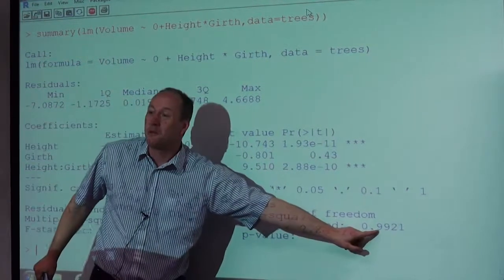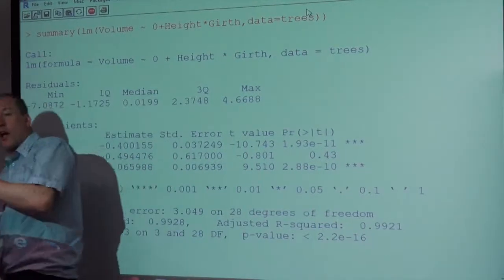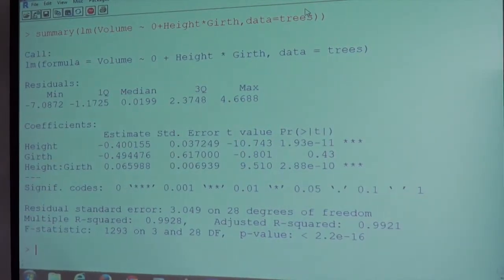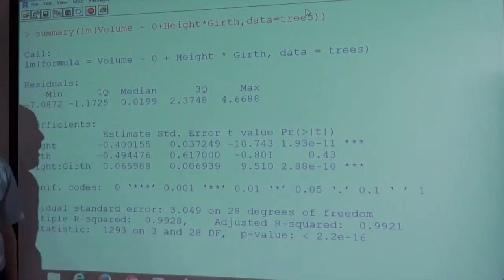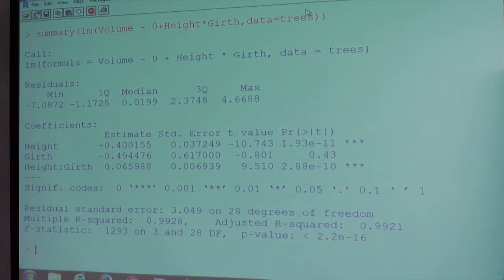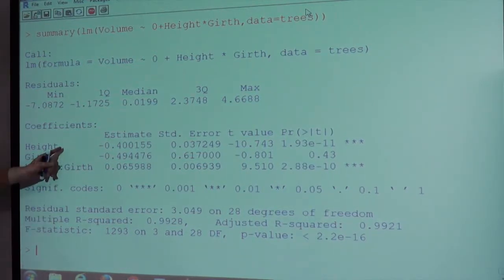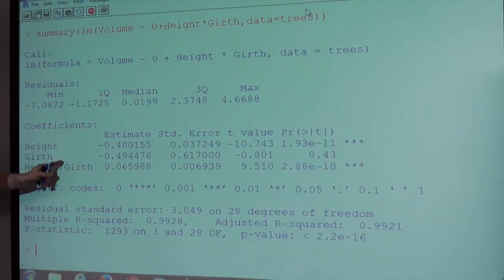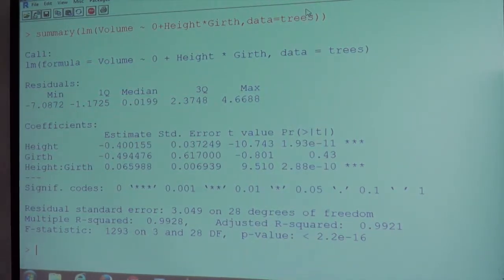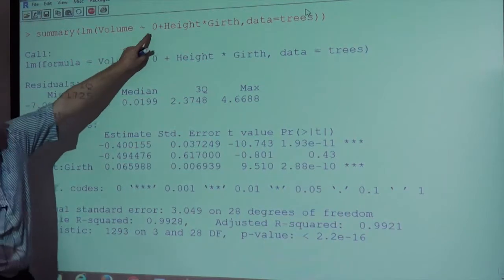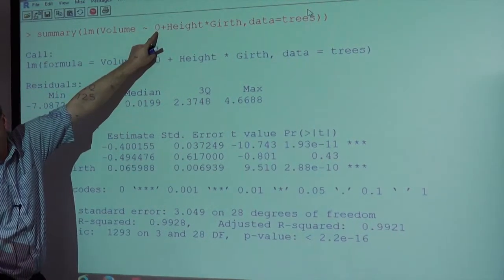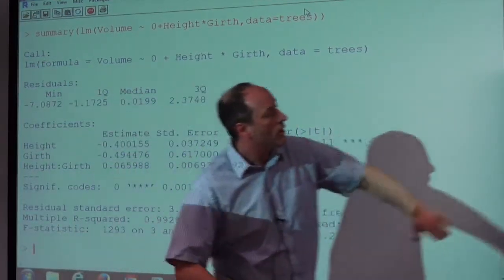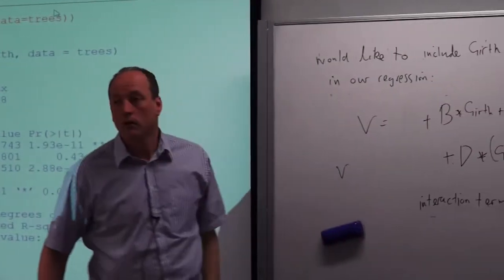Look, my r squared's gone up to 0.99. So as I'm considering more and more sophisticated models, I'm getting a higher and higher value for my r squared at the expense of a more difficult to understand model, because it doesn't really make very much sense. But it's got the beautiful feature that a 0 height, 0 girth tree has got 0 volume, because I have forced it to go through the origin. I've got rid of that term there, basically.